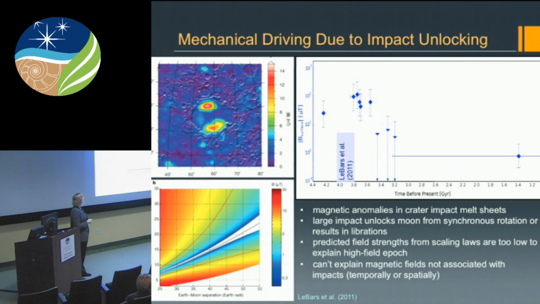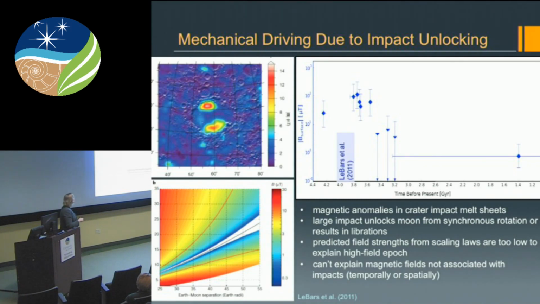Now, just to give you some ideas of some of these mechanisms, one of them, which was proposed by Le Bars and colleagues, is that you could drive dynamos at intermittent times in the lunar past through impact unlocking. The basic idea here is if you've got the moon, and a large impactor comes by and hits the moon, it will temporarily unlock the mantle from the core, and that will cause that differential motion at that boundary. And so they did studies to see whether or not you could actually reach critical values for magnetic field generation in these types of models.